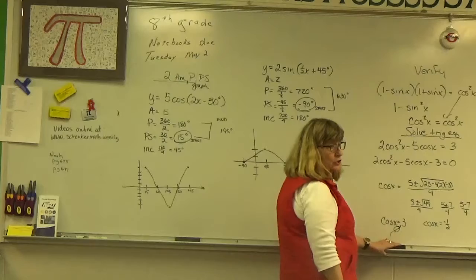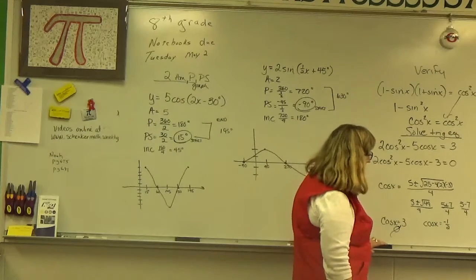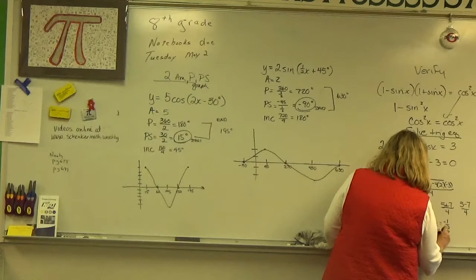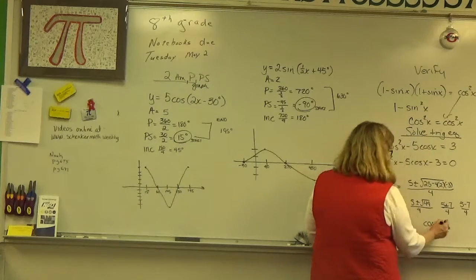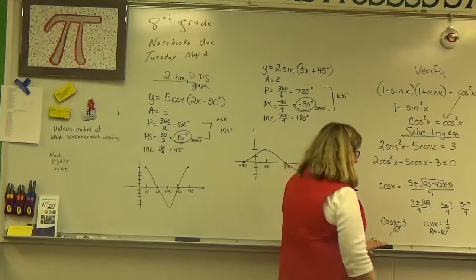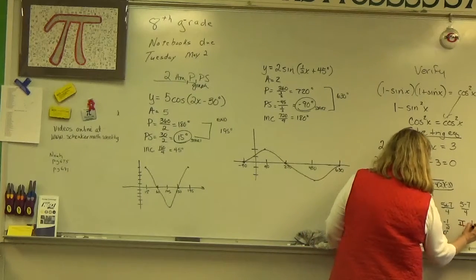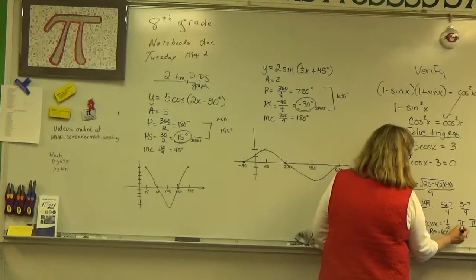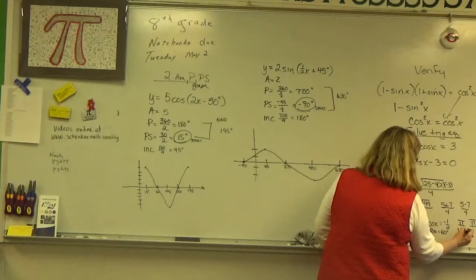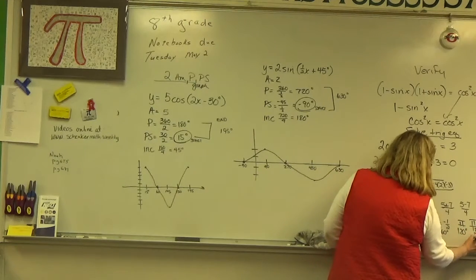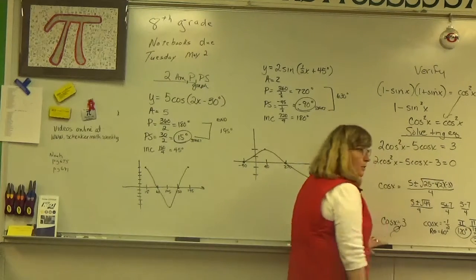This one, you'd look on your chart, where is the reference angle for 1/2? So where's the cosine of 1/2? 60 degrees. Where is the cosine negative? What quadrants? Second and third. So to place it in the second, I subtract it from 180, so it'd be 120. In the third, you add it to 180, so adding 60 to 180, I get 240. So 240 and 120 would be our answers.